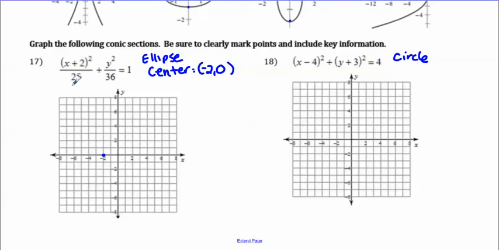Okay, I'm going to change my denominators to squares, so 25 is the same as 5 squared, and 36 is the same as 6 squared. So in the x direction, left and right, I'm going to go 5. So from negative 2 I go back 5, and I go forward 5. In the y direction, which is up and down, I'm going to go 6. Okay, and then sketch your ellipse, do your best to make it rounded.